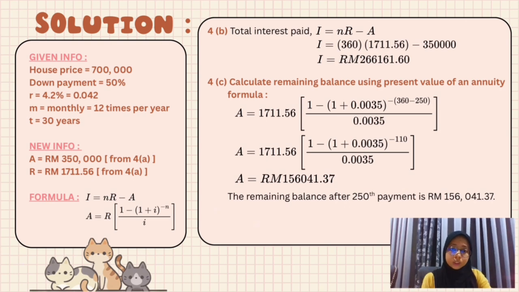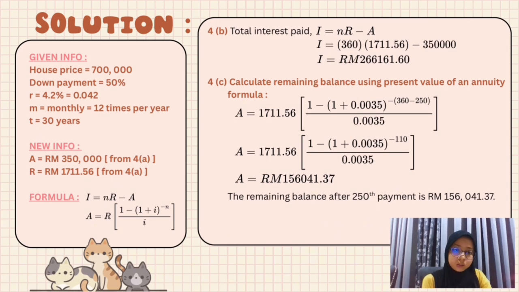Question 4C, we have to find the remaining balance if Fadlan hopes to settle the loan early. So we calculate the remaining balance using the present value of the annuity formula. The formula is A equals R, open bracket, 1 minus, open bracket, 1 plus I, power of negative N, over I. So A equals RM 1,711.56, open bracket, 1 minus, open bracket, 1 plus 0.0035, power of negative 360 minus 250, over 0.0035.